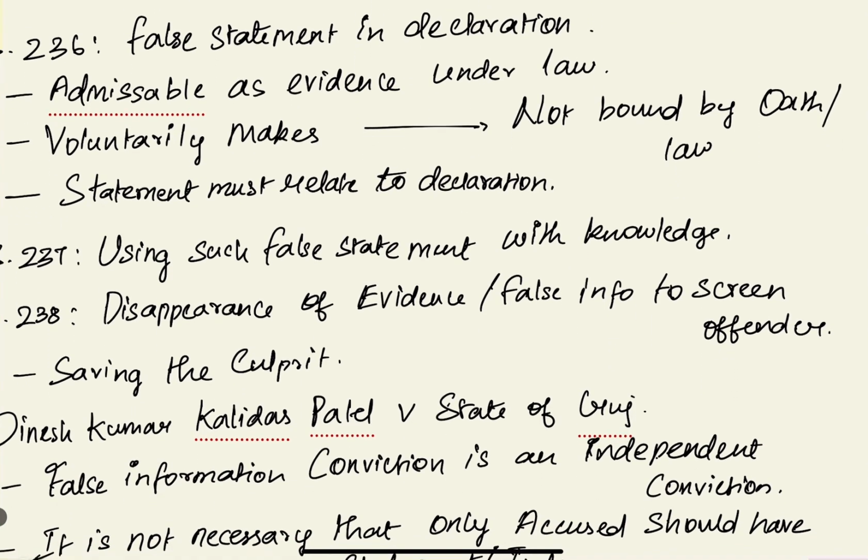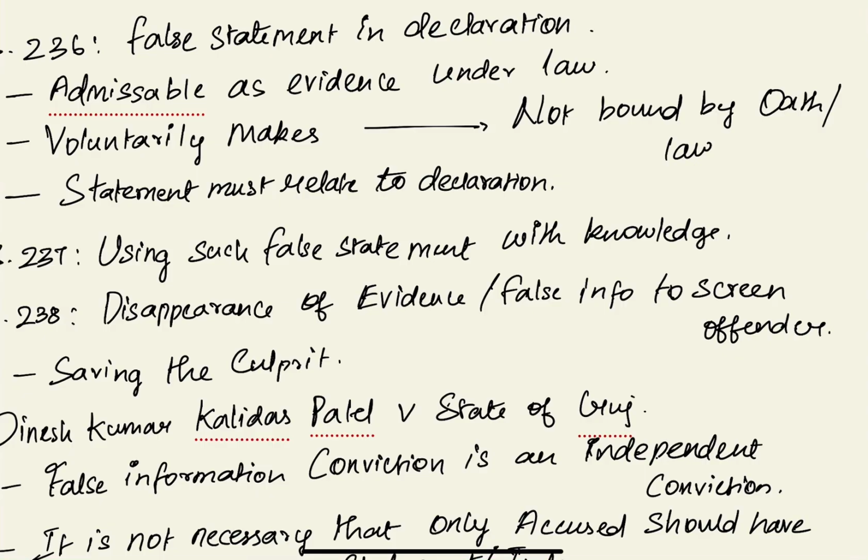Section 237 deals with using such false statement with knowledge. When a person makes any false statement with the knowledge that he is making a false statement, he shall be liable under this section, which is 237.